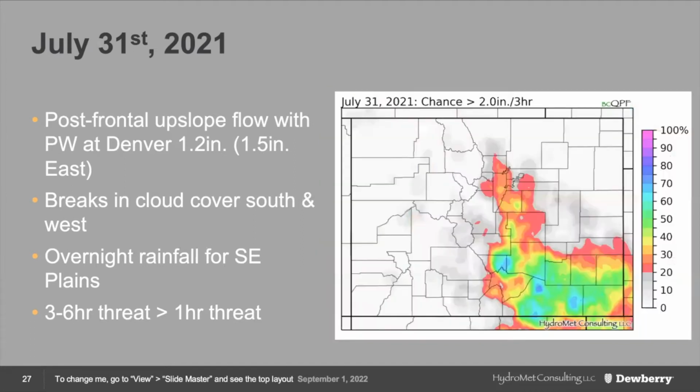So our guidance for that day looked very aggressive, with a greater than 50% chance of exceeding 2 inches in 3 hours over a big chunk of the Southeast Plains, primarily over the Arkansas River Basin. And so that easily warranted the high threat, combined with some of the other factors. And the interesting thing about this threat was it was over a wide range of durations, from the 1 hour to as long as the 6 hour duration for heavy rainfall.